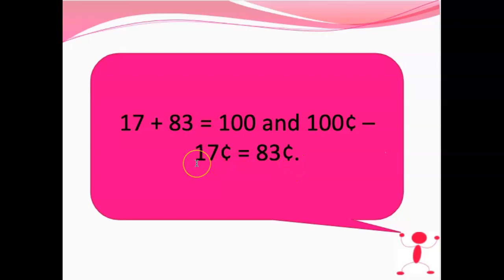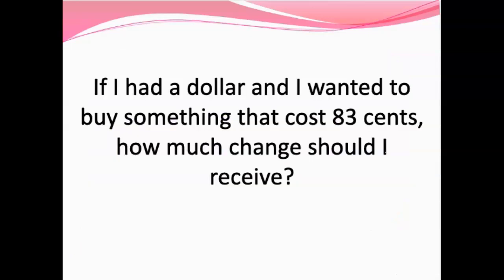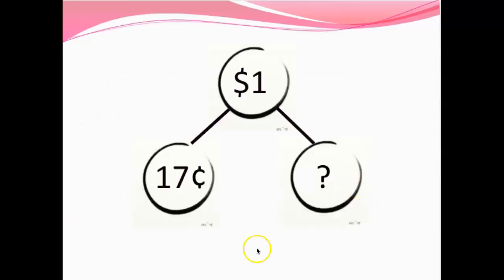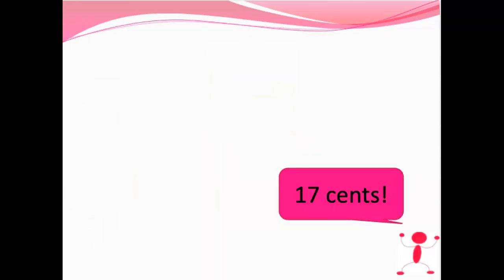Because remember that candy, I had 17 cents in my hand. We wanted to figure out how much more we needed to make the dollar, and that would be 83 cents. We can also think about this in the opposite way. If you had $1 and you wanted to buy something that cost 83 cents, how much change would you receive? Think about that part whole language. If you had 83 cents, how much would the other part be? That's right, it would be 17 cents.